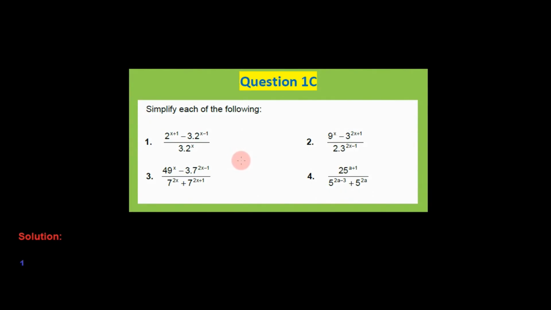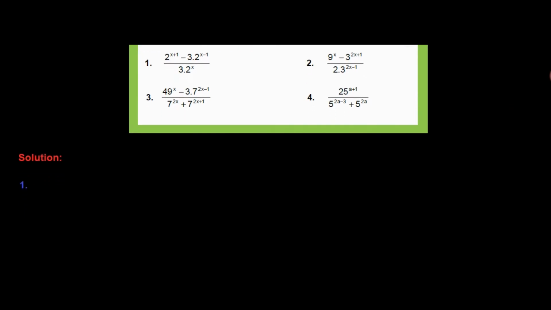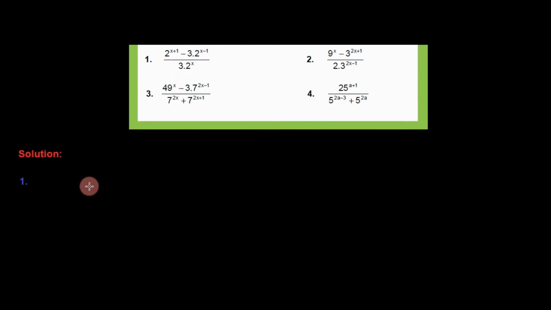Let's look at your answers to this question. In the first question, we can split up the first term in the numerator into 2 to the x times 2. Then in the second term, we can split up 2 to the x minus 1 into 2 to the x times 2 to the negative 1. This is all over 3 times 2 to the x.